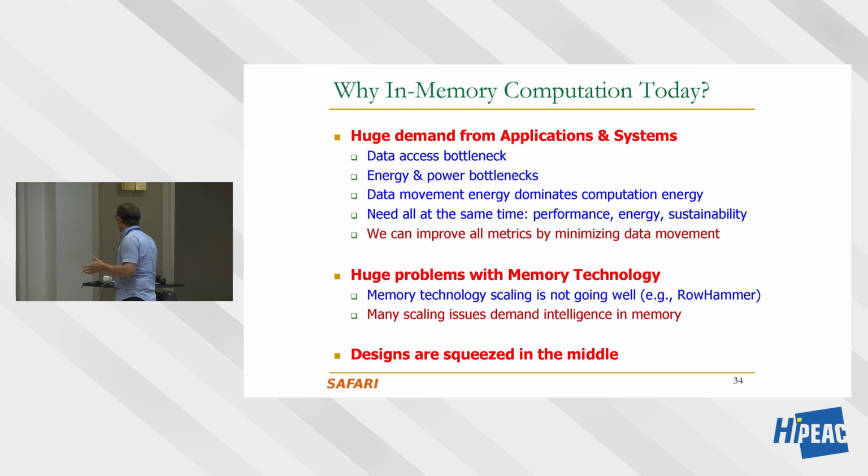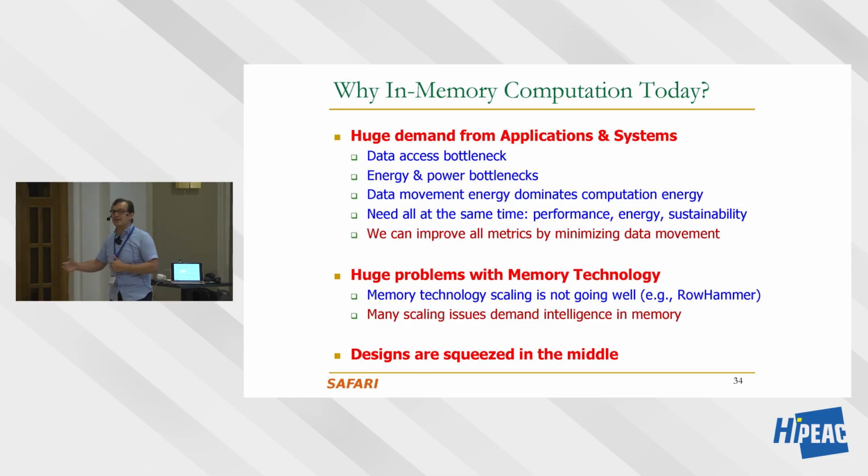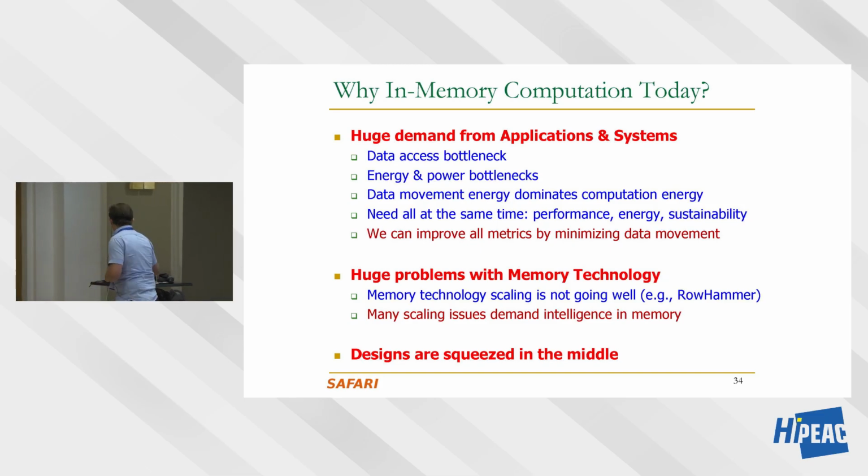We have a huge demand from applications and systems, as we've discussed. I'm not going to repeat all of these, I already said that. And we want to improve all metrics. If you want to improve all metrics, I think you have to look at data movement. And also, this is the higher level, right? Applications, systems, algorithms, etc. are pushing us to do something different with memory. At the lower level, technology, we don't have a friend, in the sense that technology is also pushing us to do something different, meaning we're having a lot of technology scaling problems. We're going to examine them, especially in robustness in the latest lecture. RowHammer, for example. We're having issues with scaling memory, and these issues demand intelligence in memory. You need to actually put some computation inside the memory to solve these issues.